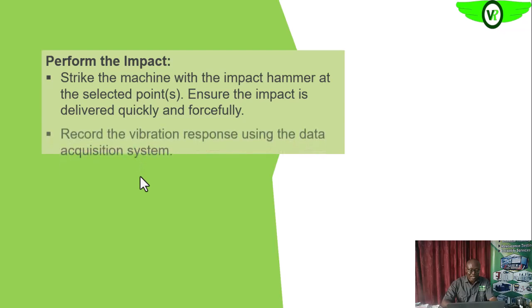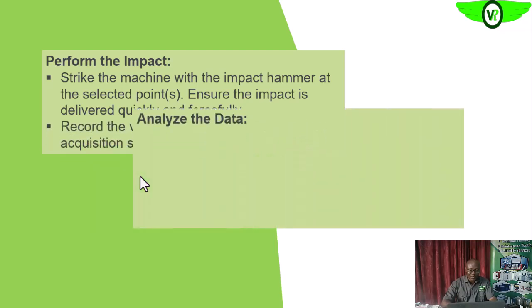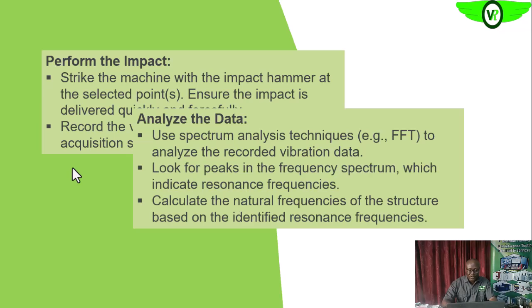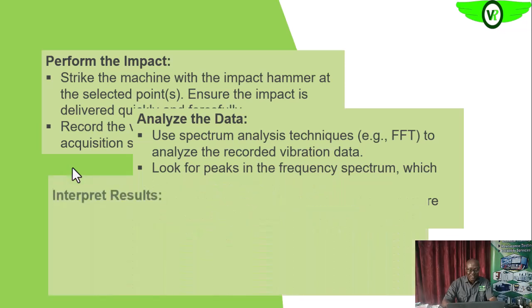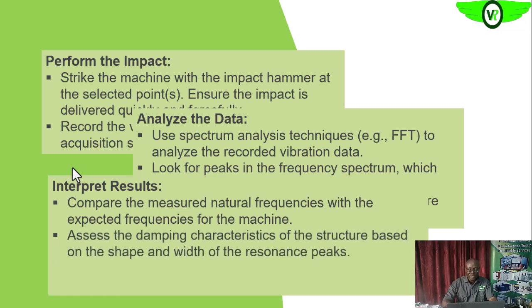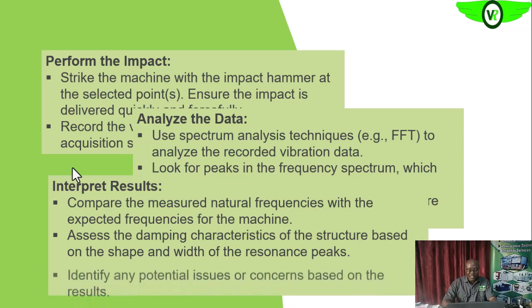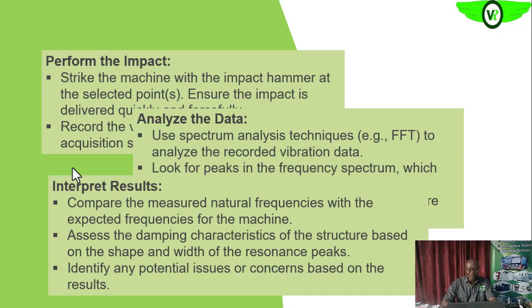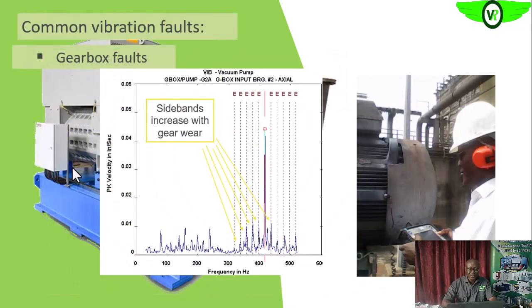So we have described this process before. Then you can now calculate the natural frequency of the structure base and identify the resonance frequency. Then you interpret the result, compare the measured natural frequency with the expected frequency of the machine, then assess the damping characteristics of the structure based on the shape and width of the resonance peak. Then identify any potential issue or concerns based on the results.